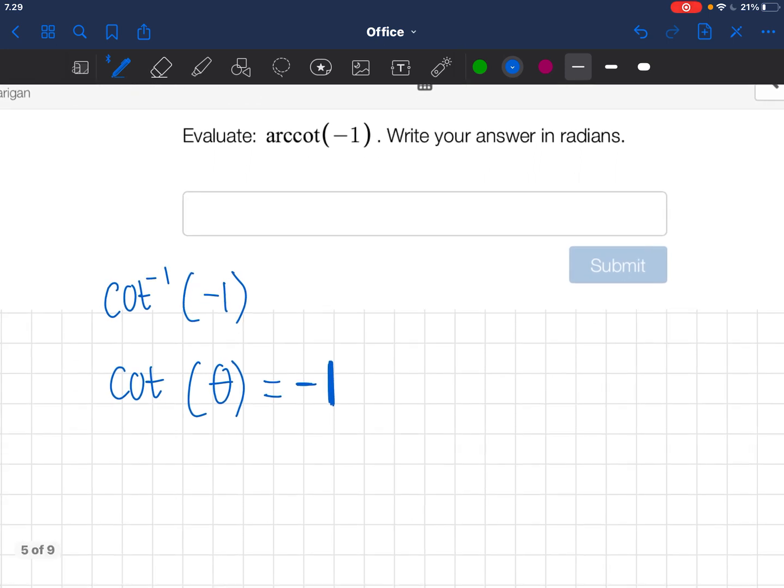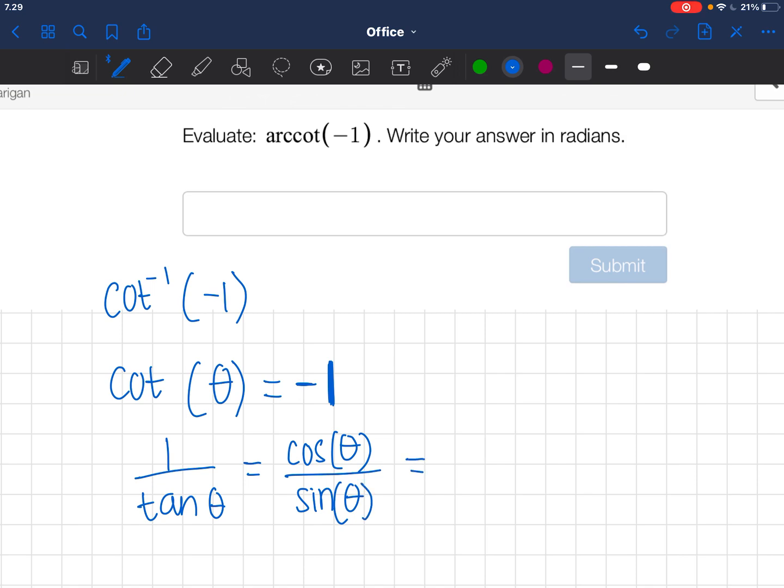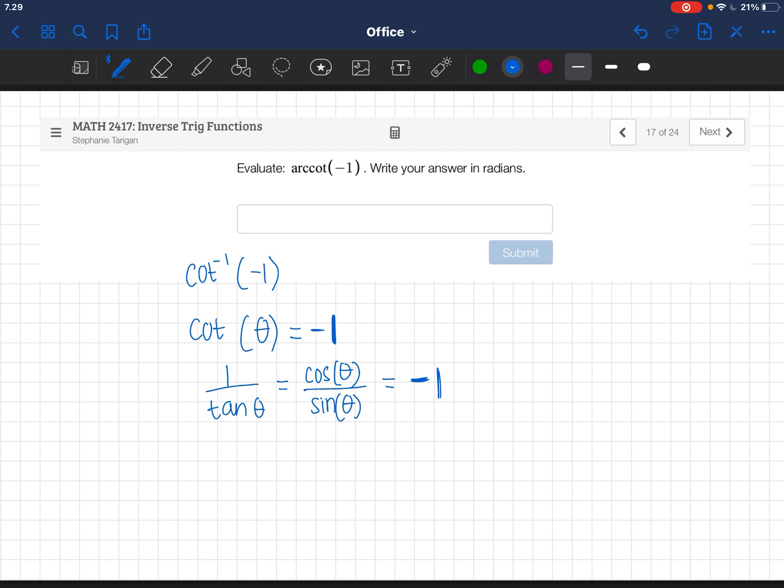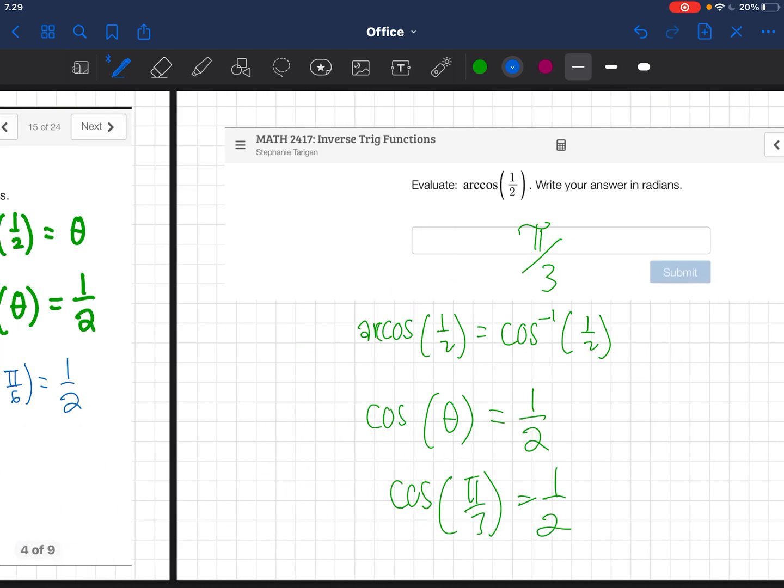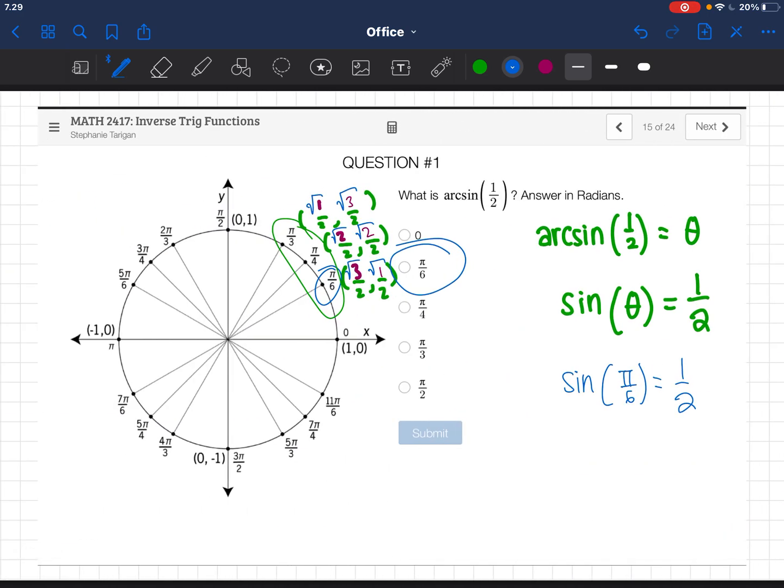Again, you have to think about what cotangent means. It means 1 over tangent theta, or you could think of it as cosine theta divided by sine theta, right? So we're trying to find an angle theta, that if we put their x coordinate divided by their y coordinate, it would give me -1. So I'm going to go back again to that unit circle.